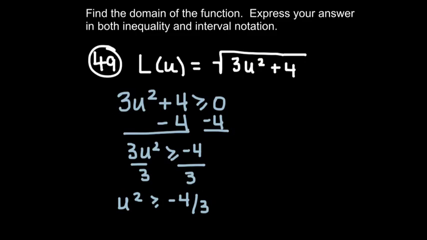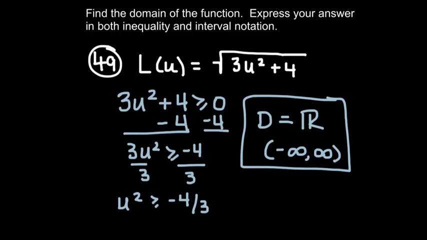So that means that the domain of this particular function is also all real numbers, or negative infinity to positive infinity. In other words, I can plug any number that I want in for u, and it will give me a positive value underneath that radical.